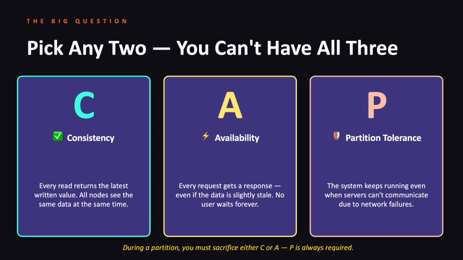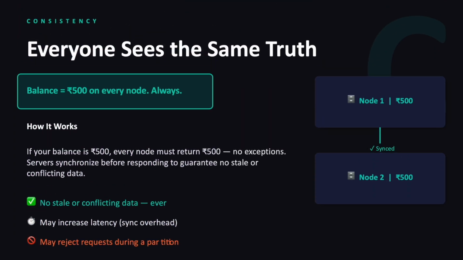Consistency means every server returns the same data. If your balance becomes 500 rupees, every node should show 500 rupees. To guarantee this, servers synchronize before responding. That keeps the data correct, but it also increases latency. During a partition, the system may reject requests instead of returning incorrect information. That's why consistency is critical for banking and payment systems.